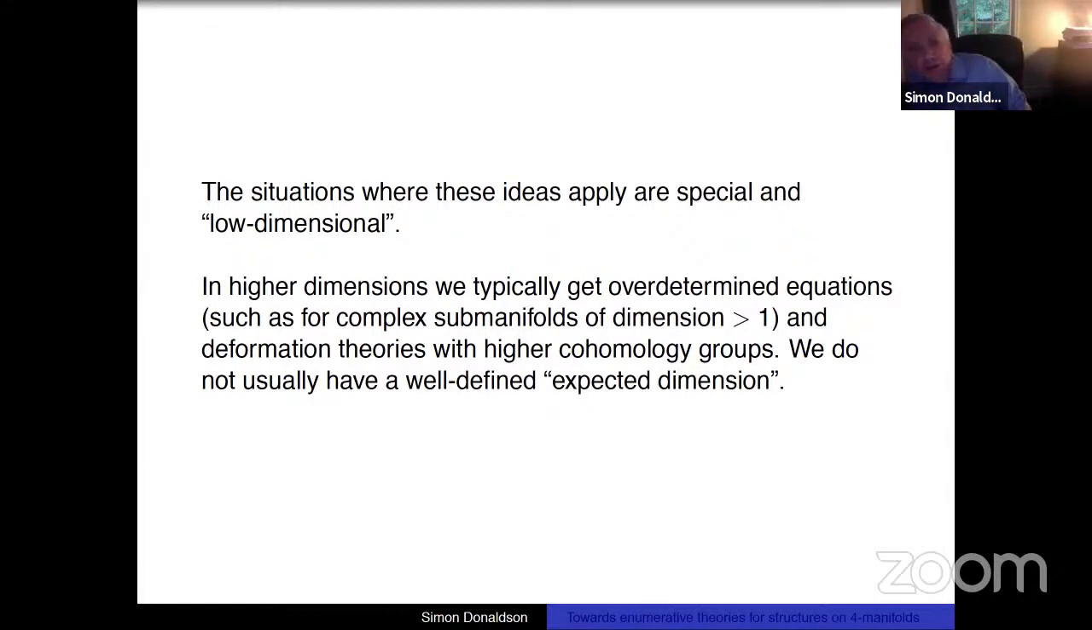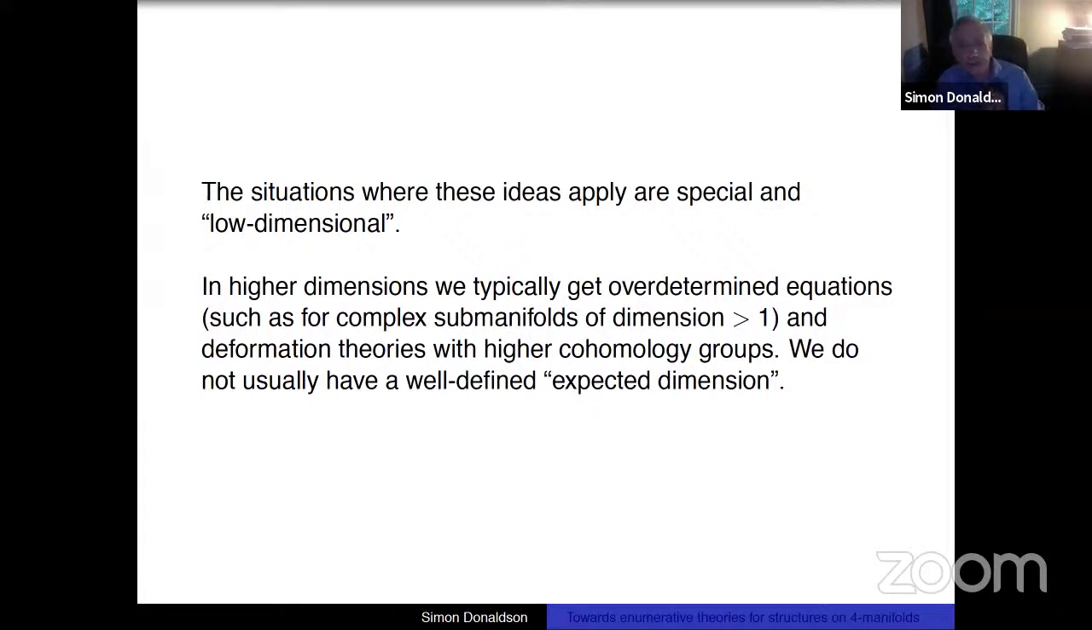So some of what we're saying is very general. These Kuranishi models, for example, apply very generally within complex geometry. But the situations where we can apply these ideas in the way we want are, generally speaking, quite special and often tied to low dimensions or special geometrical structures.